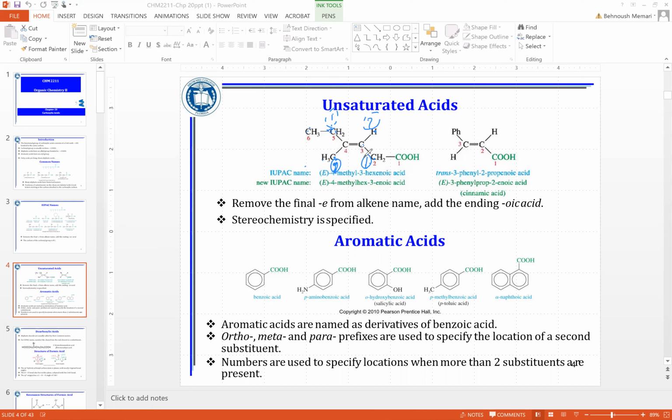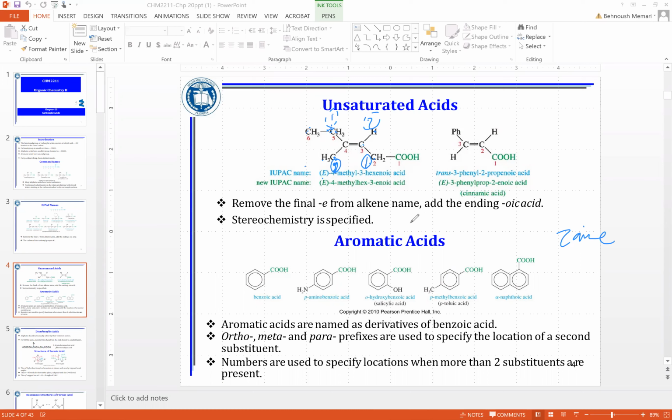Same priorities are on opposite sides, and that makes this look like a trans, or E. E means they're on the opposite side, and Z on the same side. Same groups, or same priority, on the same side. So it stays on the same side. Okay. So trans is similar to the E.